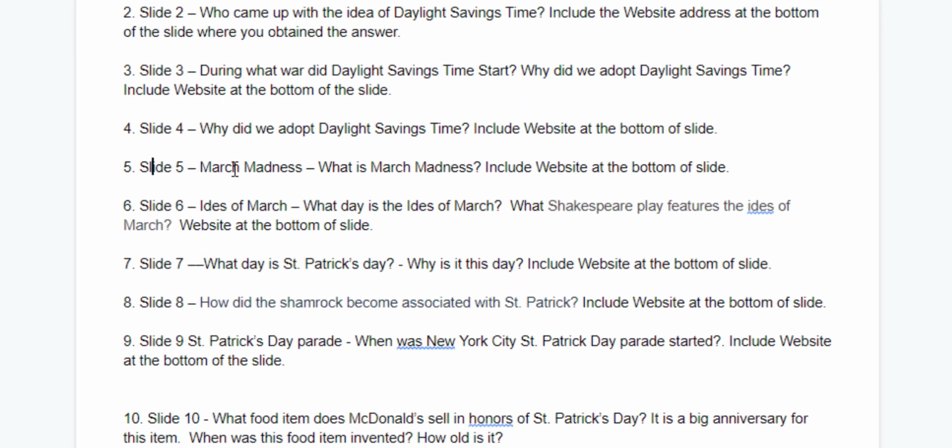Slide 5 is about March Madness. Slide 6 is about the Ides of March. What day is the Ides of March? What Shakespeare play features the Ides of March? And once again, you have to put the website at the bottom of the slide.